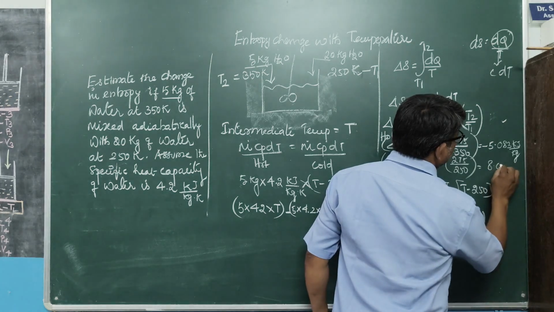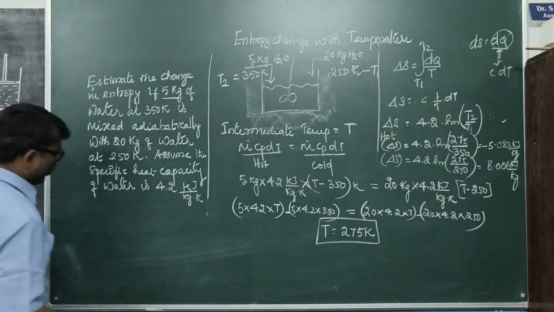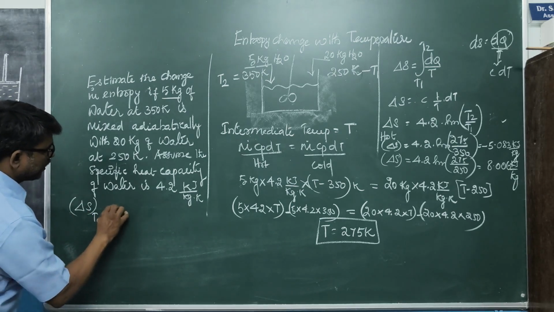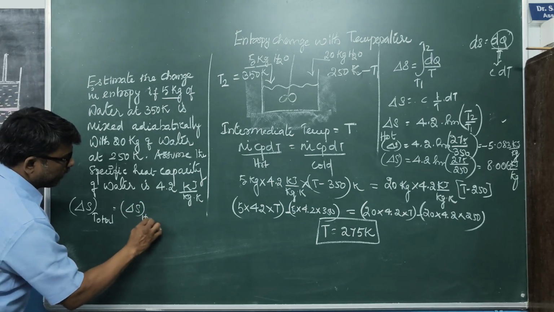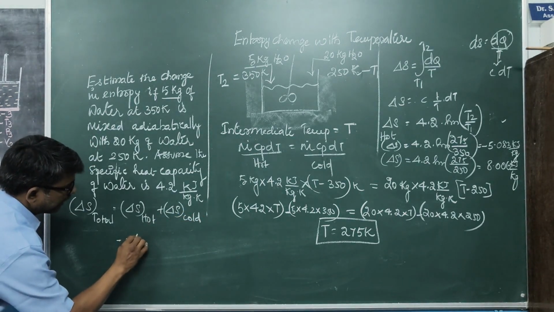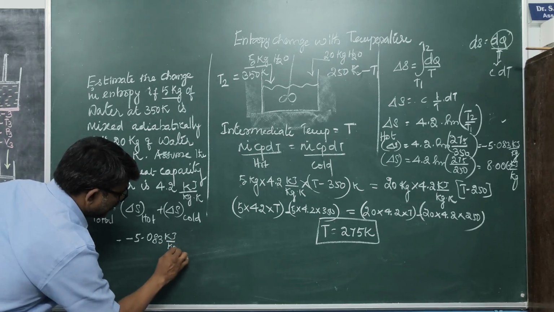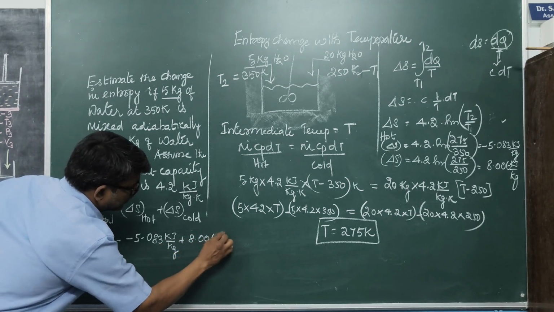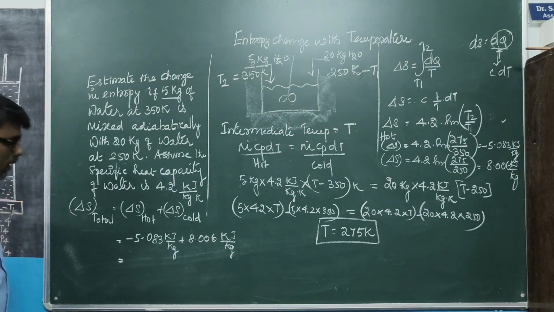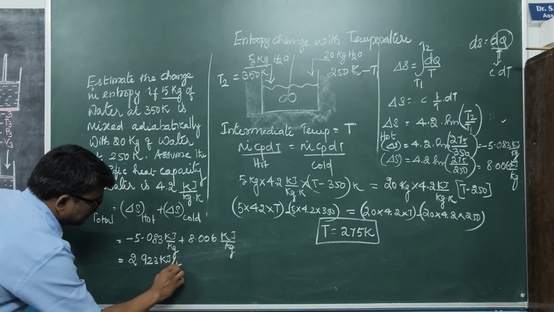8.006 kilojoules per kg. Right. The total entropy change is equal to the entropy change for hot fluid plus the entropy change for cold fluid. So minus 5.083 kilojoules per kg plus 8.006 kilojoules per kg. The answer becomes 2.923 kilojoules per kg. This is the answer.